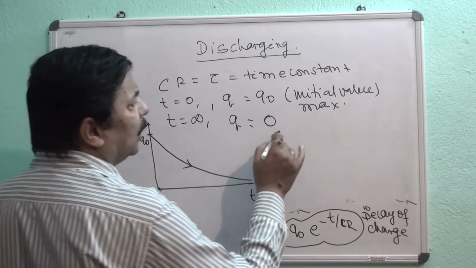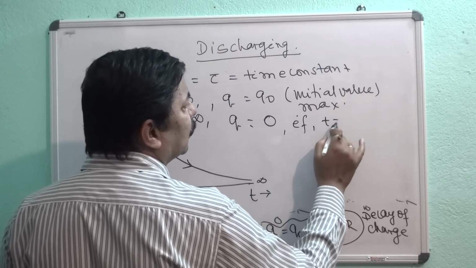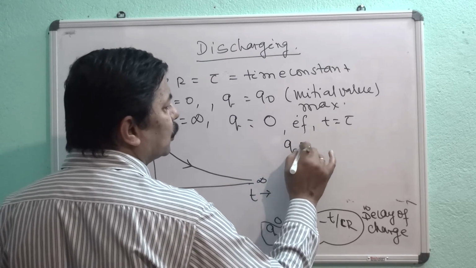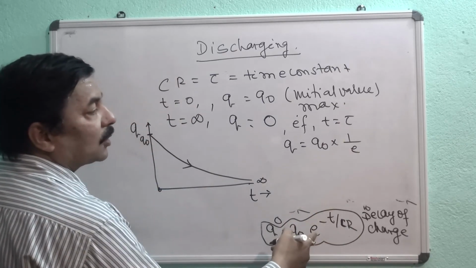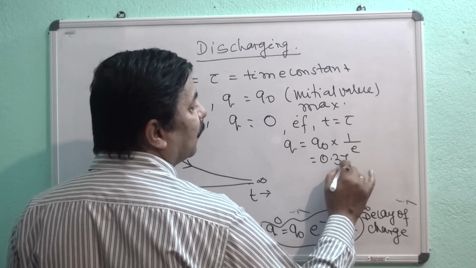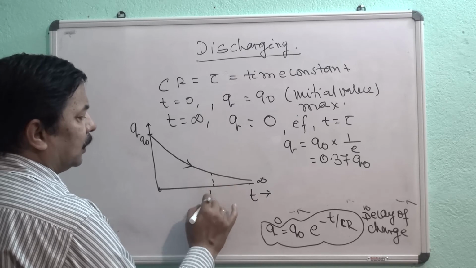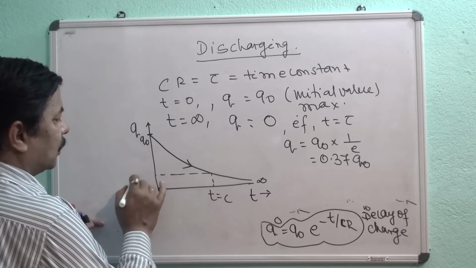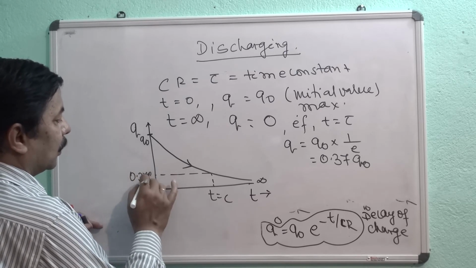Also, if t is equal to tau, then you will see that q is equal to q naught into 1 by e, because e to the power minus 1, so it is 0.37 q naught. So at the time t equals tau, charge becomes 0.37 q naught.